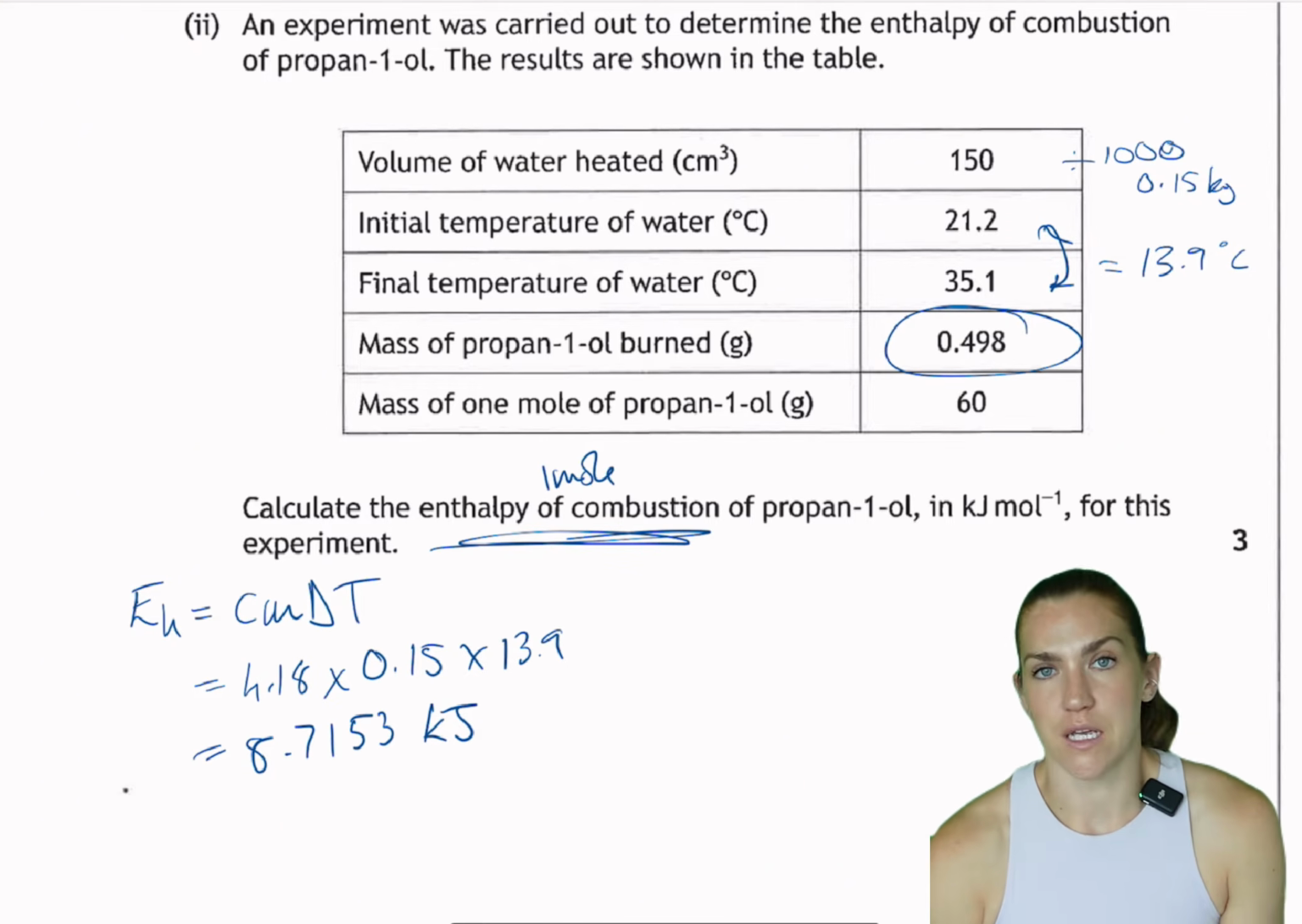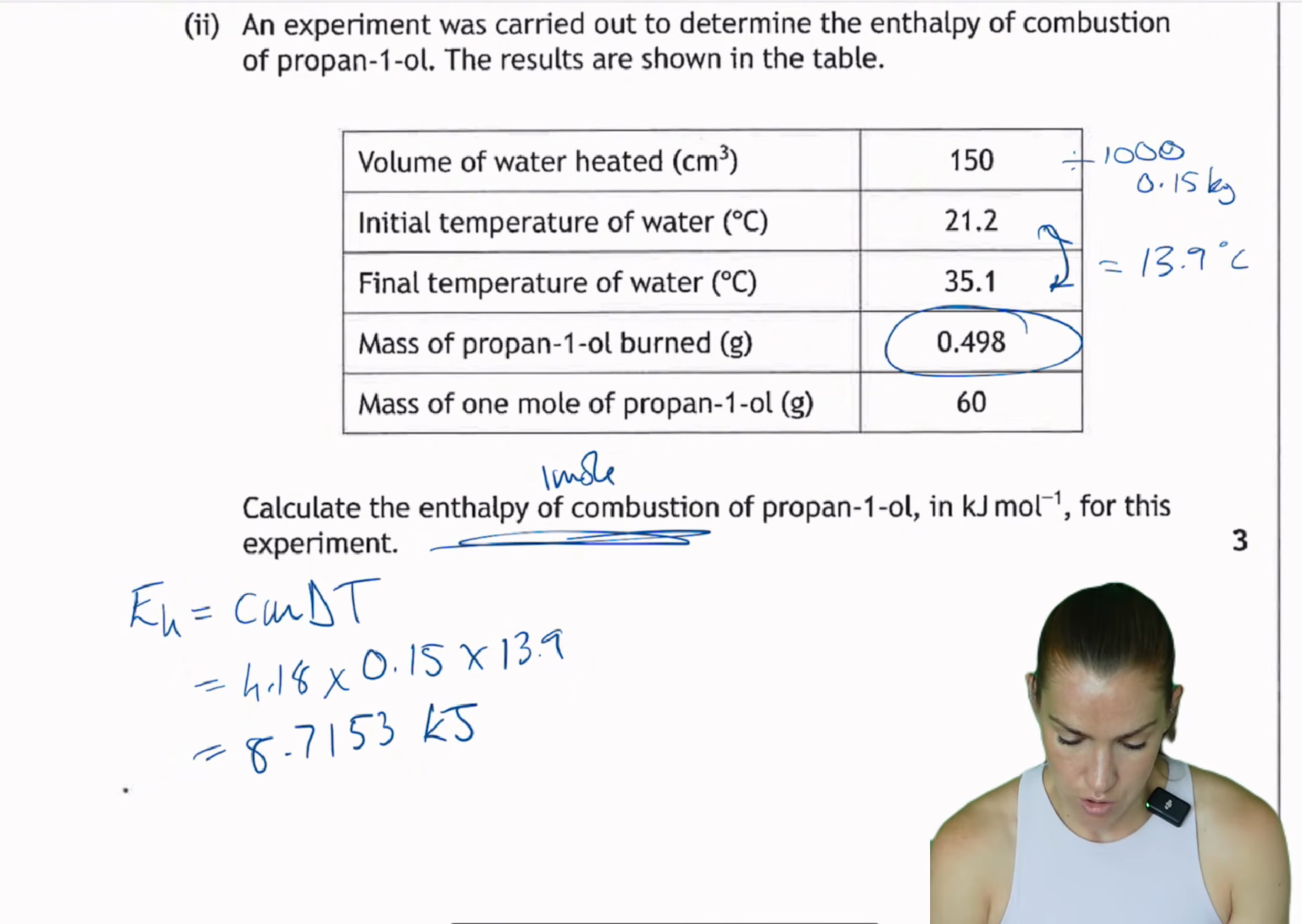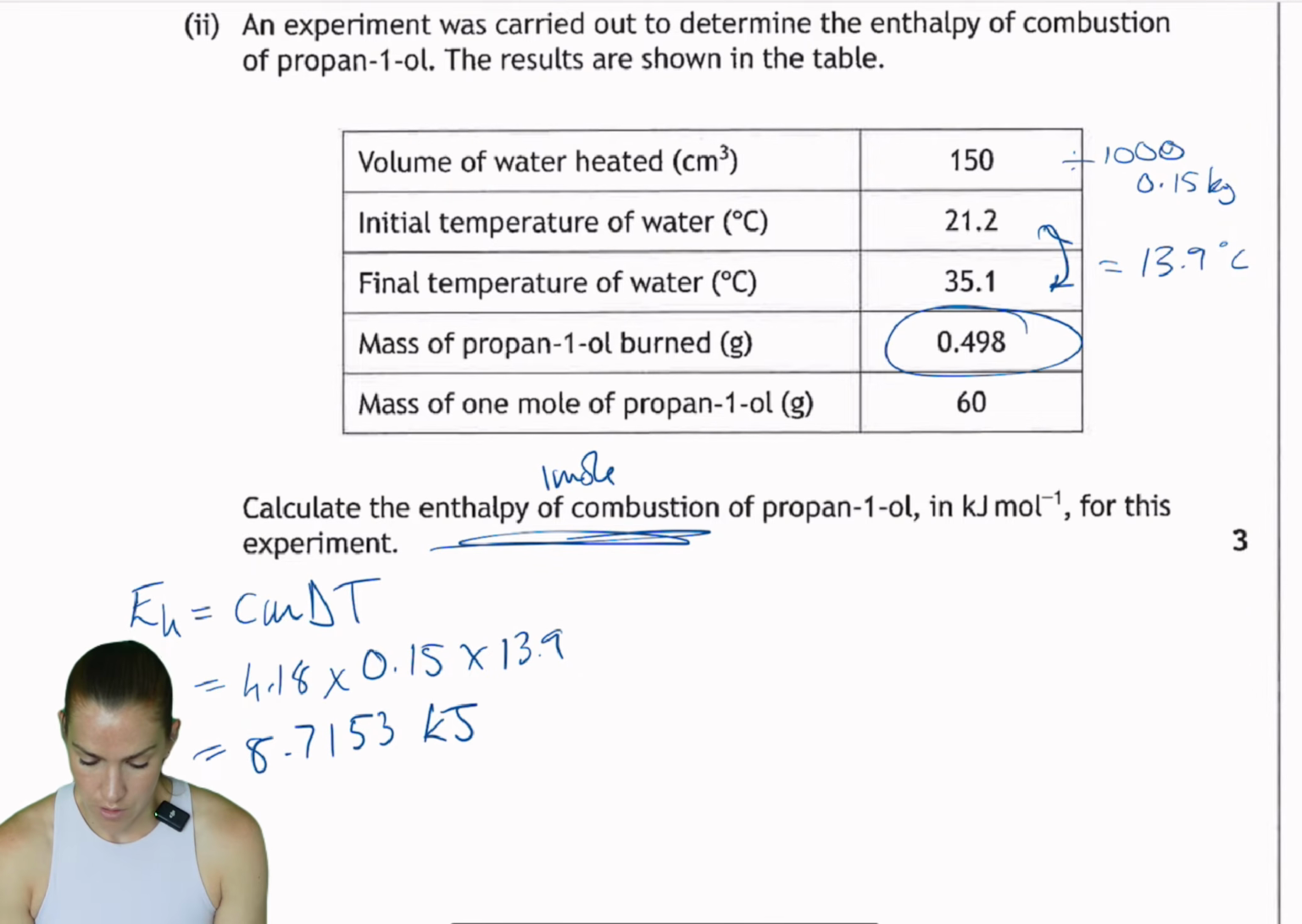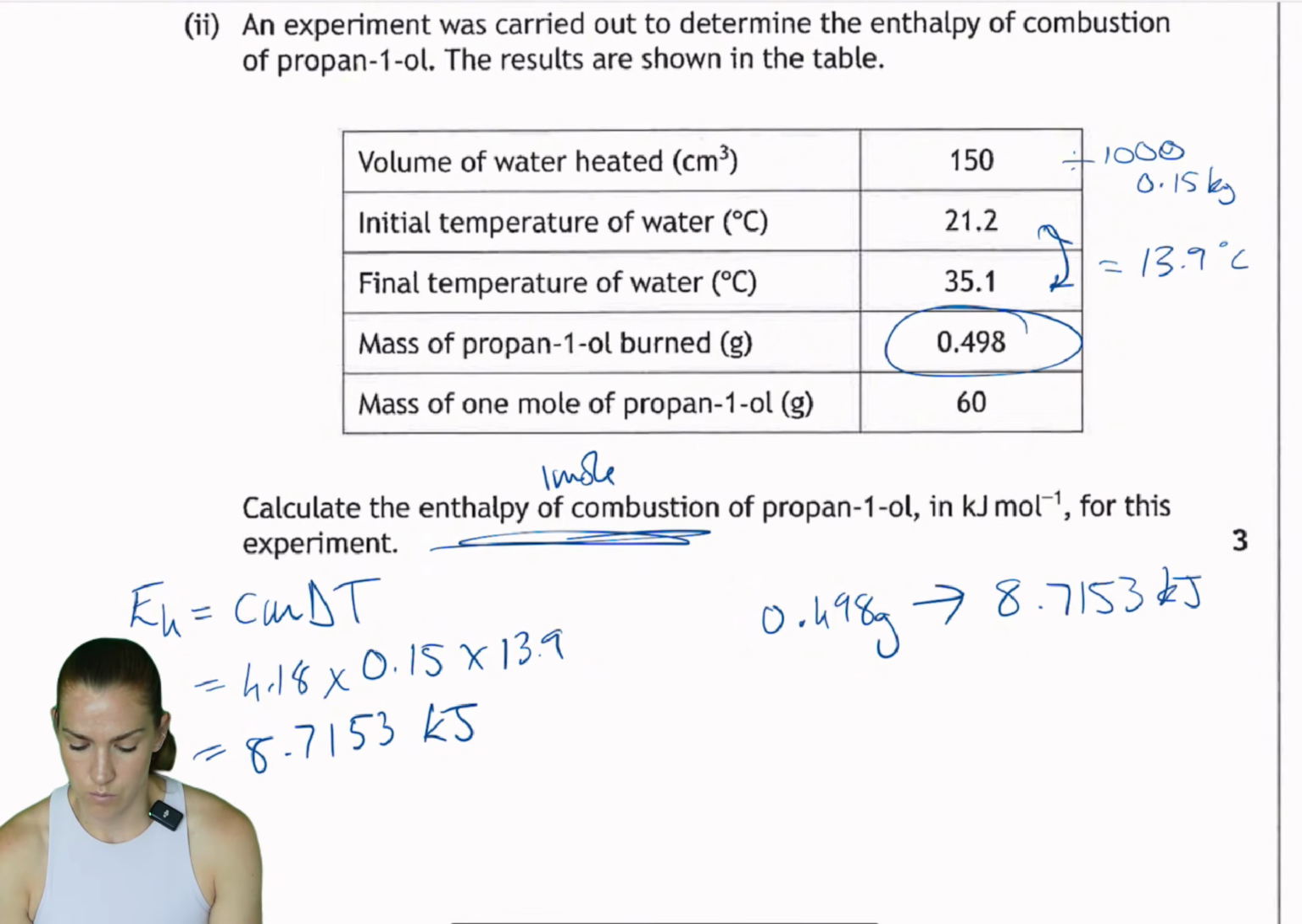So we need to set up a little direct proportion relationship. So 0.498 grams gave us 8.7153 kilojoules. But we want the amount 1 mole would give, and it gives us the GFM of propan-1-ol here, 60. So we need to find out how much we would get for 60 grams. So we can scale to 1 gram.